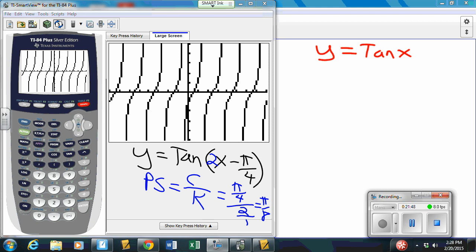So c was pi fourths, k is 2. You'll notice that there were about 2 periods between right here and here, which is the total distance of pi, right? So you knew that k was 2. And then for pi fourths, you just got to think, okay, what did I divide by to get that number? C over k. It's important you remember that.